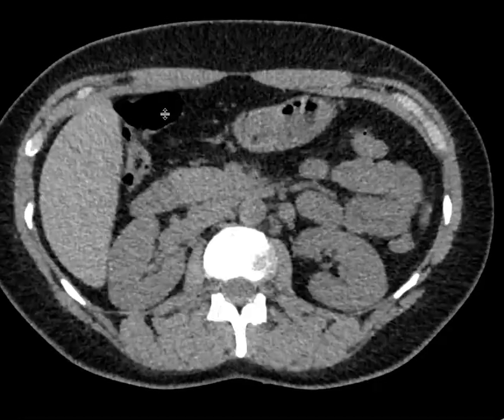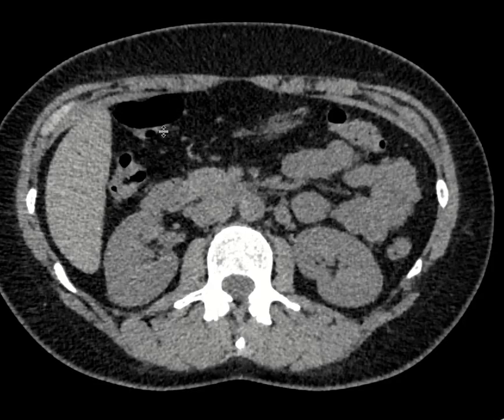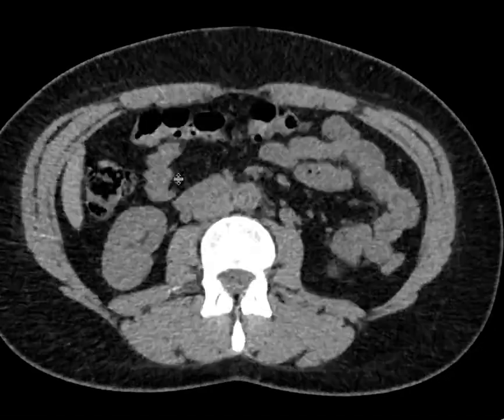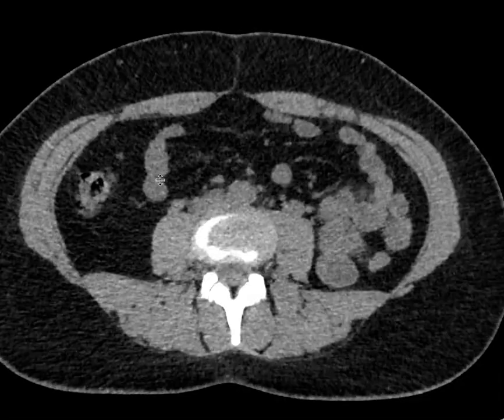Here's a CT scan that was performed in a patient who was having back pain, and so there was concern for renal calculi. And I just wanted to point out an incidental finding in this.